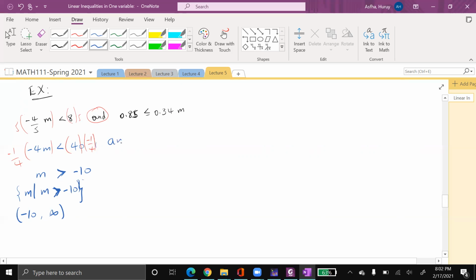And here, again, for this one, I have to get rid of this decimal. And to get rid of the decimal, I will multiply both sides by 100, so that we get rid of this decimal.